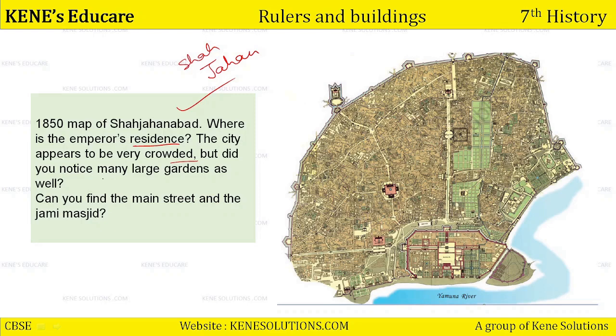But did you notice many large gardens as well? You have to tell me, yes or no. Third question. Can you find the main street and the Jami Masjid? Can you find that? So, three questions. First, where is the emperor's residence? Second, can you find large gardens? Third, what is the main street and where is Jami Masjid?